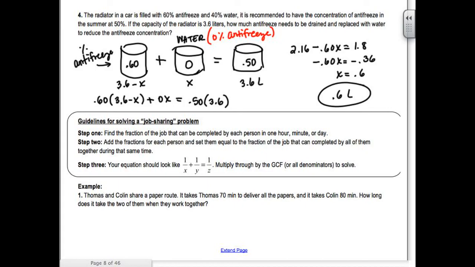You feel pretty good about the mixture problems? You think you can handle it? They're not too bad.